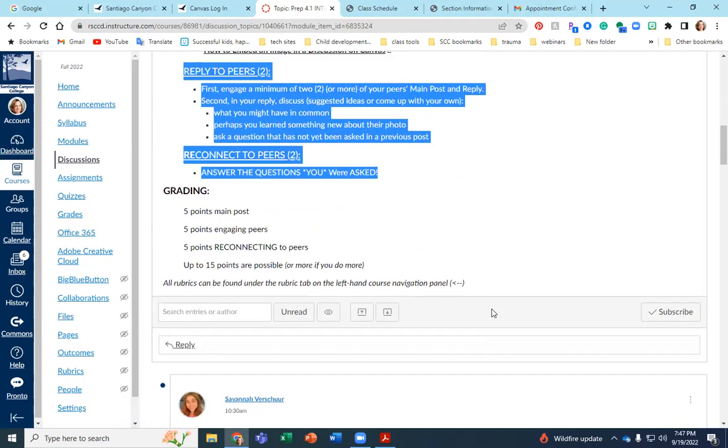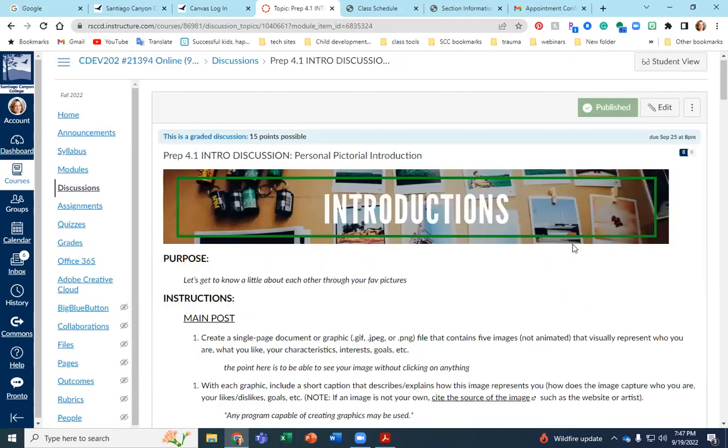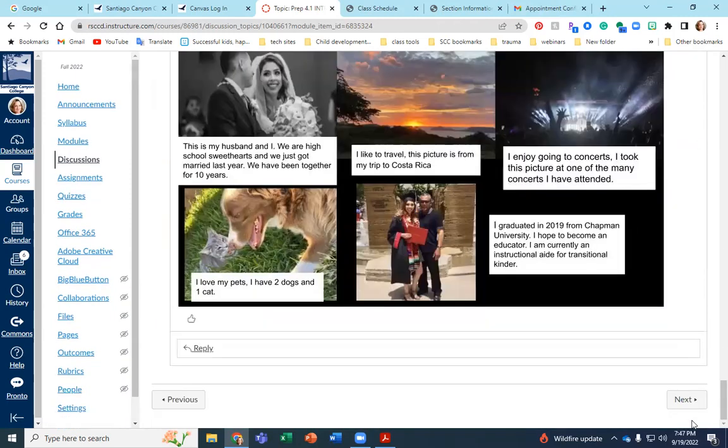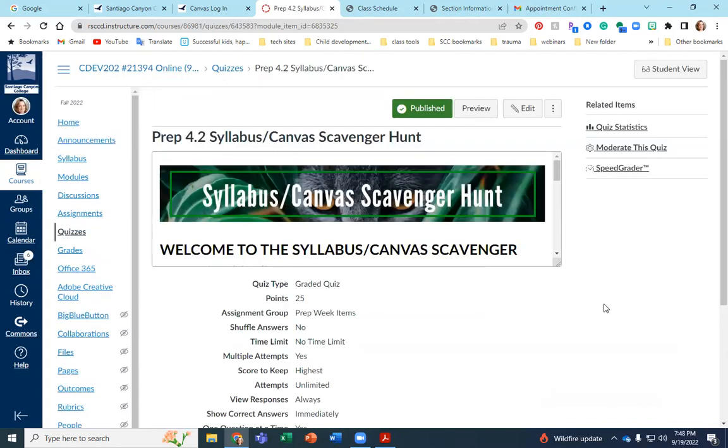So I do this grading right here. 5 points on the main post, 5 points to engage your peers, 5 points to reconnect to your peers. Pretty straightforward. Yeah, you guys got this. You guys can do it. If you can post to Instagram, you can do this, right? And I'm not going to show everybody's thing here, but I'm going to scroll to the bottom and we see posters and I'm going to hit next. Yeah, put the pictures in there that make you happy.